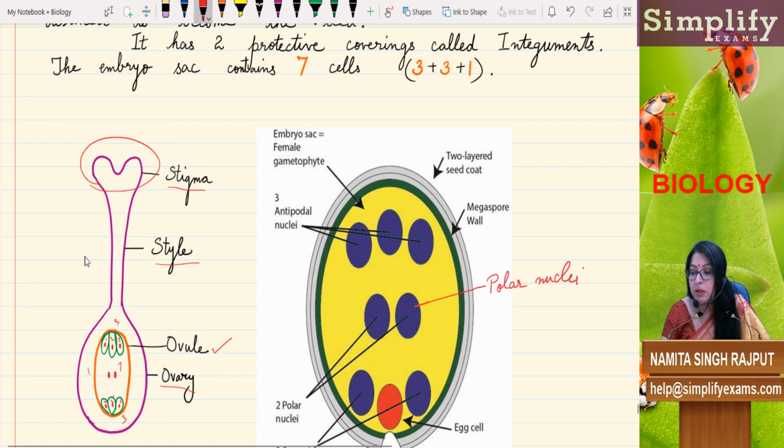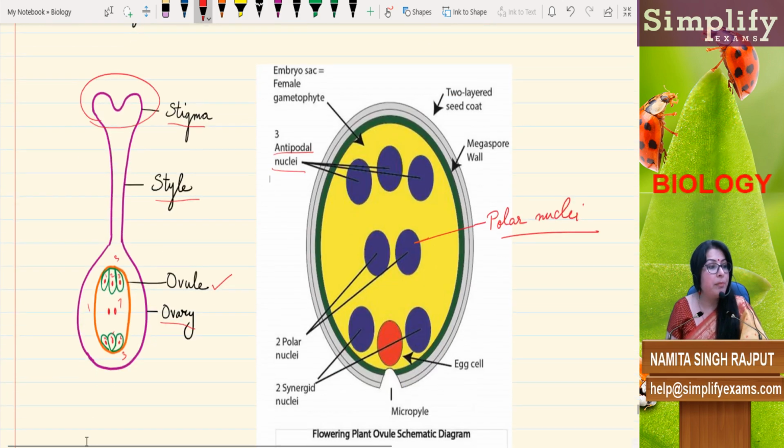These are known as the polar nuclei. These 3 cells at the top of the ovule are known as the antipodal cells. These are the antipodal nuclei. The 3 cells at the base of the gametophyte are the antipodal cells. This is the central cell, the egg cell, and the 2 cells at its periphery are the synergids. They are the protective cells, and ultimately all of them are going to help in the fertilization and development of the embryo by providing nutrition.